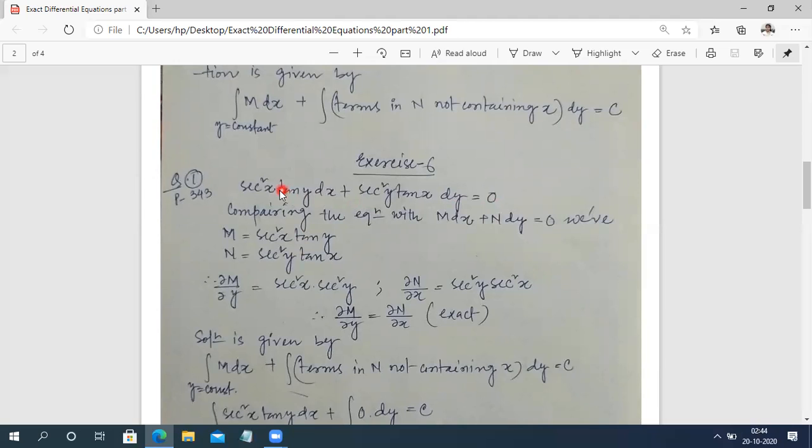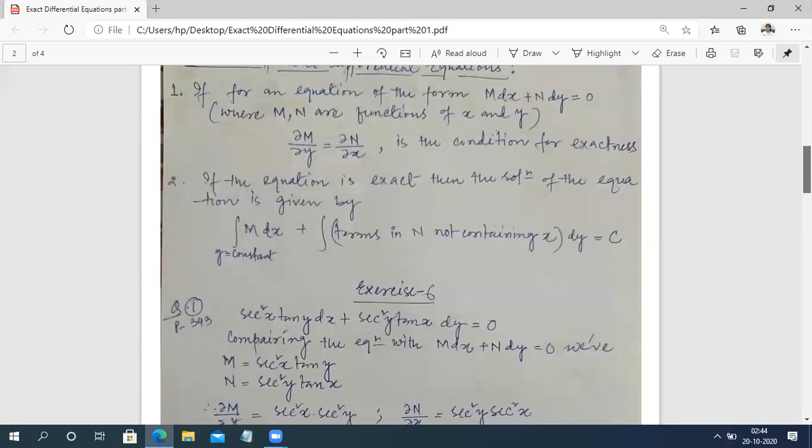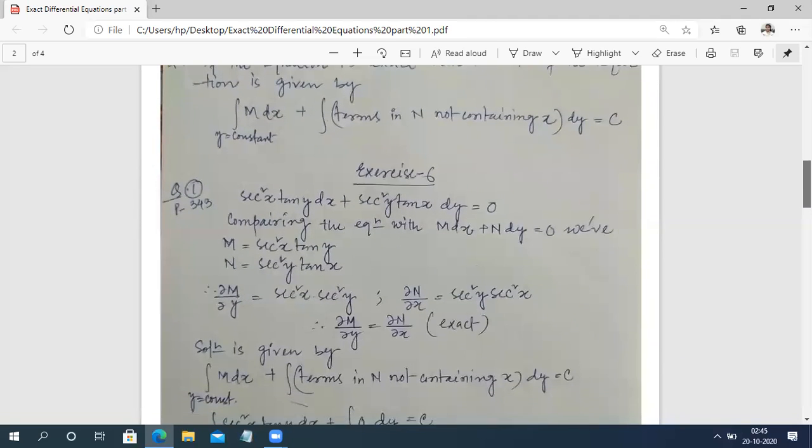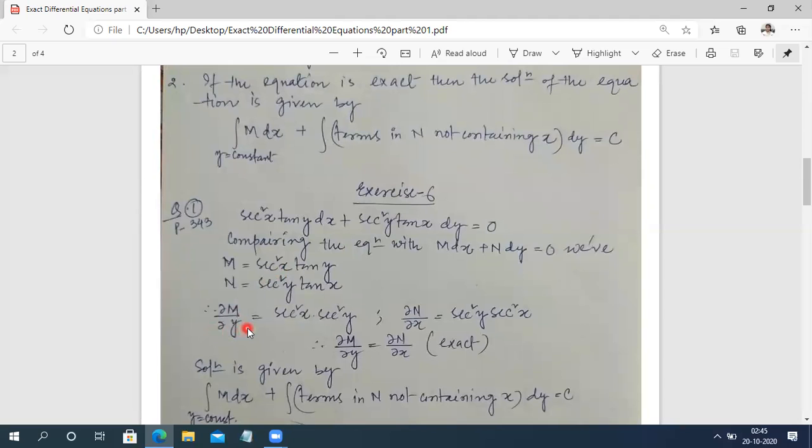Now you can see that this equation is of the form M dx plus N dy is equal to 0, where M is sec square x tan y and N is sec square y tan x. So you can first identify this M and N. Then what is our condition to check the exactness? This is the condition, del M upon del y should be equal to del N upon del x.